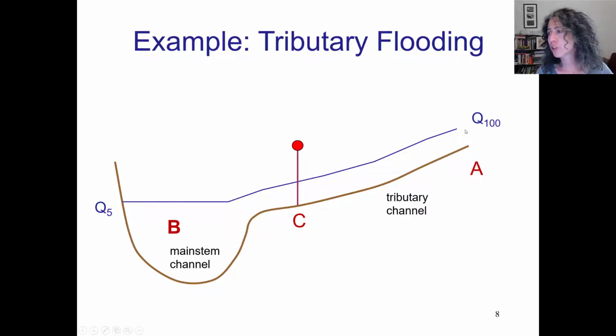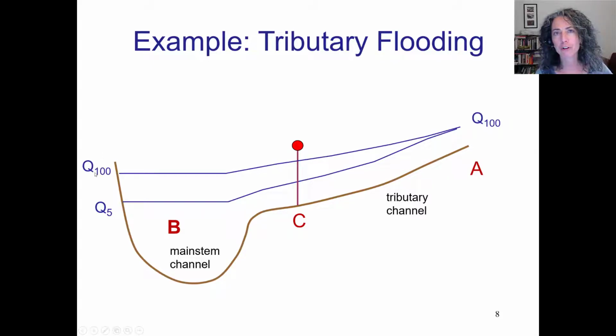So for a given flow on the tributary and a given low stage on the channel that doesn't produce any backwater effect, then I might have this stage at C. On the other hand, if I have this same flow, maybe a 100-year flow on the tributary, and at the same time a much higher flow on the main stem channel, maybe also a 100-year flow, then I'm going to have a much higher stage at C because of the backwater effect.